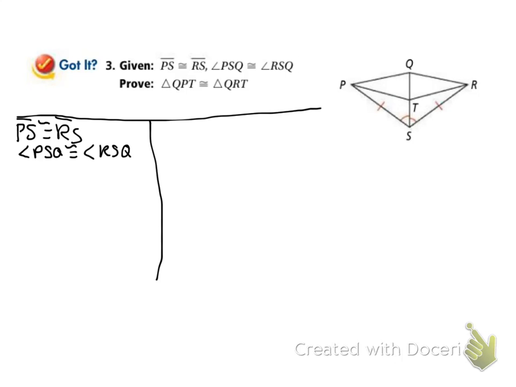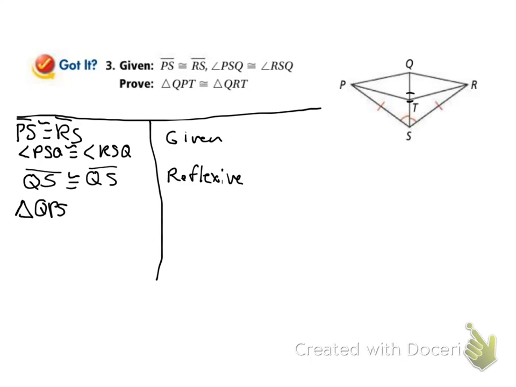Before I jump to those little triangles, though, I'm going to prove that these big triangles are congruent. So the first thing I'm going to do is I'm going to say that QS is congruent to QS. And that's by reflexive. Oh, sorry, given. Okay, so I'll mark that on there. Now I can say that those two big triangles are congruent by SAS. So triangle QPS is congruent to triangle QRS by SAS.